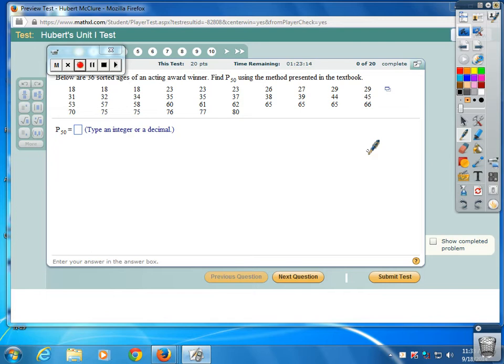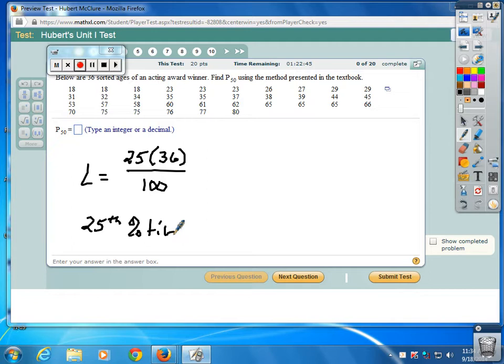Now, to keep from you having to do a lot of work, they just want you to find the 50th percentile. I'm going to show you how to find all three in one problem, just so you'll know how to do it if you need it. L is equal to 25 times 36 over 100, and that's the 25th percentile or first quartile.